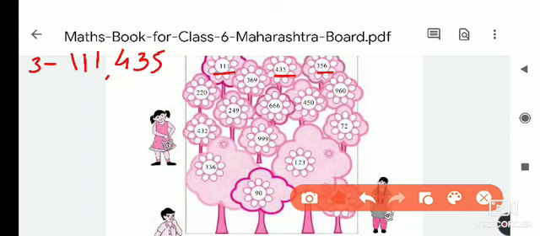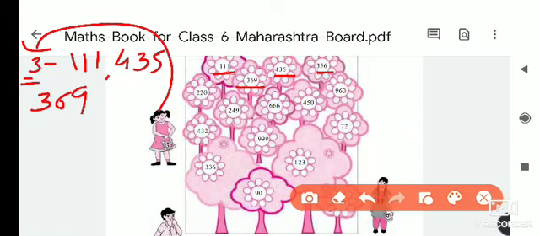Next it is 369. 3 plus 6 is 9, and 9 plus 9 is 18. 18 is present in the table of 3. So 369 we have to write for the girl whose basket number is 3. Now you have to write it in the proper way. Downside write the 3. The girl who has number 3 on her basket will collect the flowers from these trees, so you have to write these numbers in front of it.